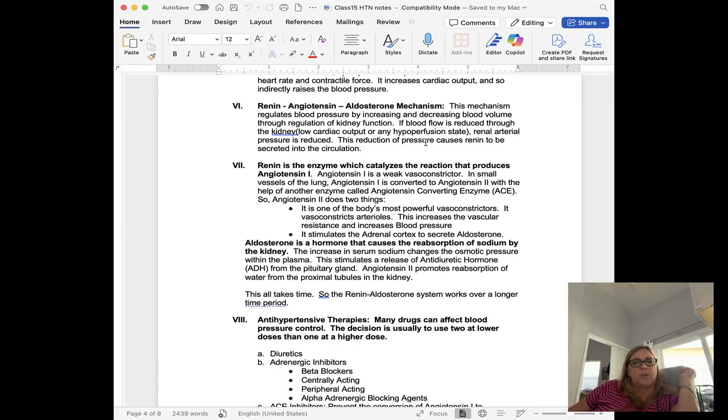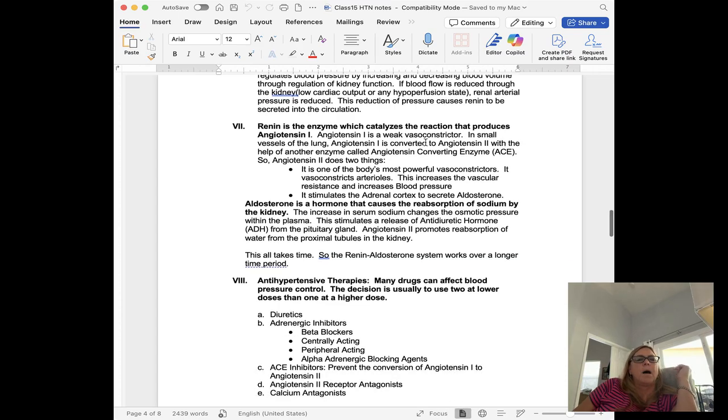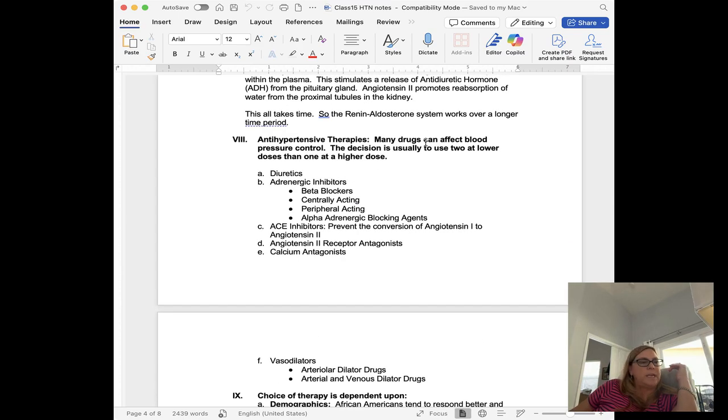It takes time. So the renin-angiotensin system takes a longer period of time. The sympathetic system is a little quicker. In upcoming weeks, we are going to talk about adrenergic inhibitors. We're going to talk about beta blockers, centrally acting ones, peripherally acting ones. These are things that we can use if someone comes in and we have to either start a beta blocker or start a drug that will help lower the adrenergic response, or we have to act fast. Okay, and we are going to talk about that next week.